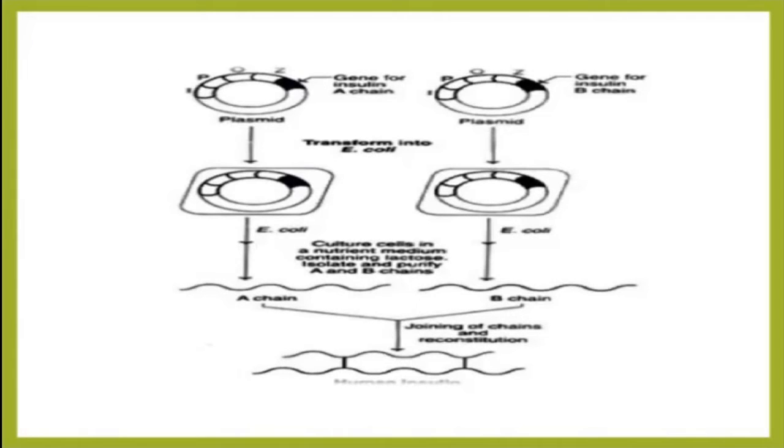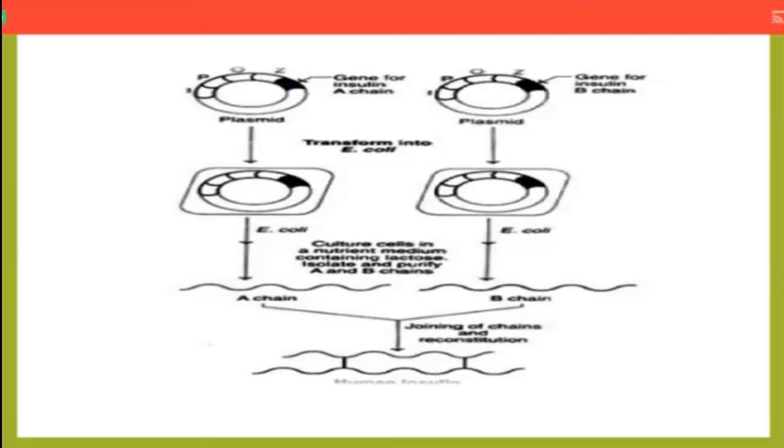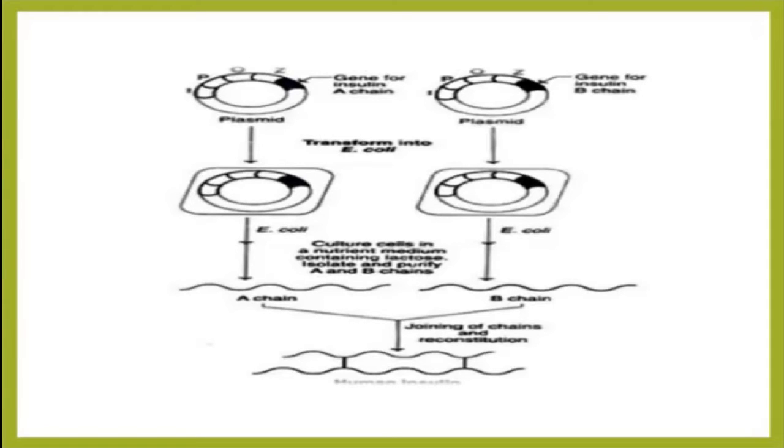This is a schematic diagram of the human insulin PRB production. This is a lac operon and gene for insulin A and B chain, and this is transformed into E. coli, and these separate A and B chains are formed, and then joined together by interchain disulfide linkage to form mature human insulin.